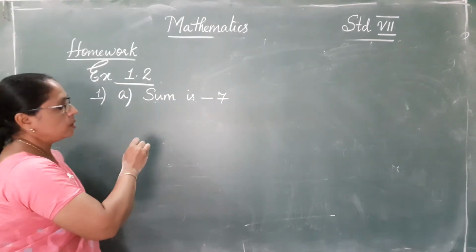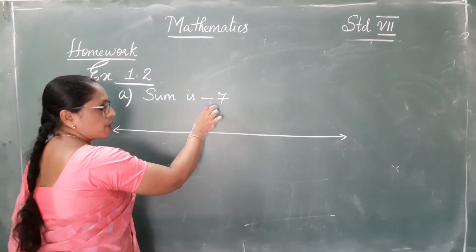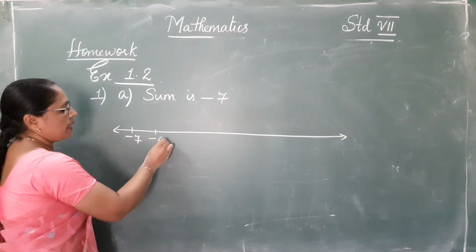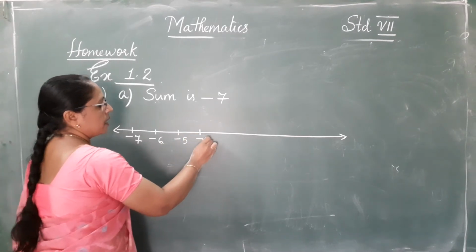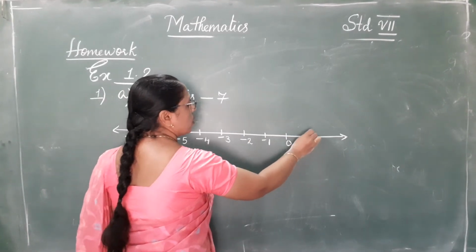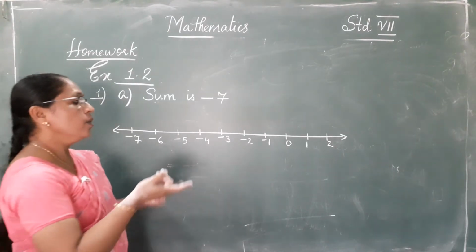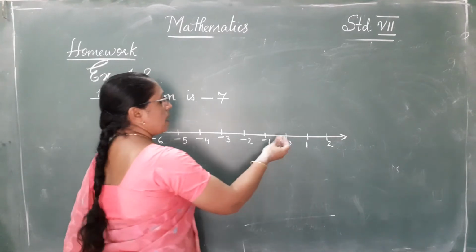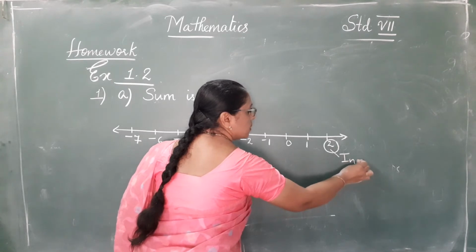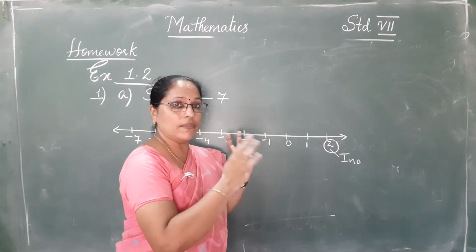-7. So that day I have showed you the number line, and make sure that in the number line -7 is present. -7, -6, -5, -4, -3, -2, -1, 0, 1, 2. And what did I say? You can select a number. So I am selecting 2. That is the first number. Your answer may be different. Don't get tense. You can check whether the method is correct.